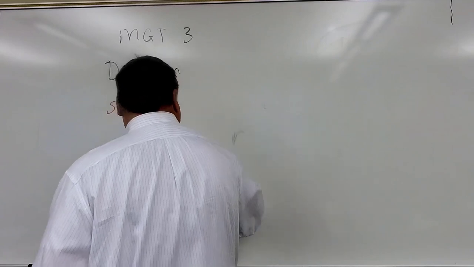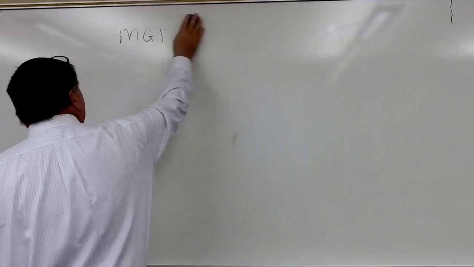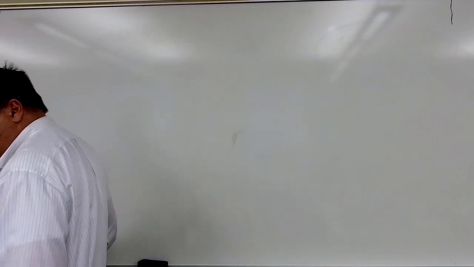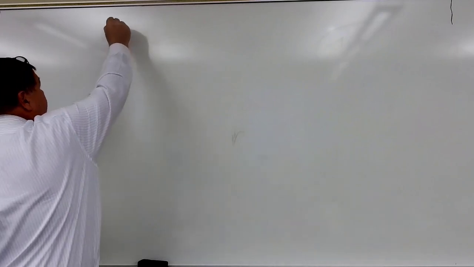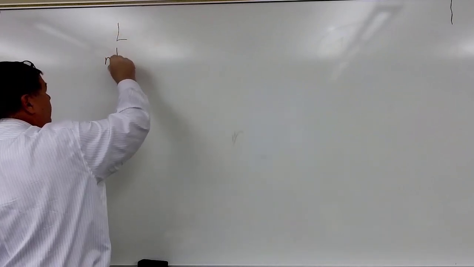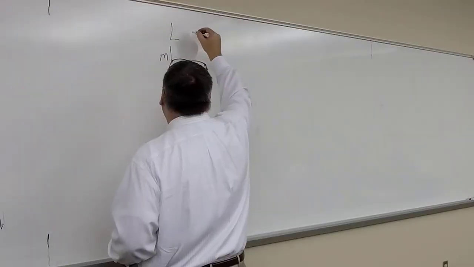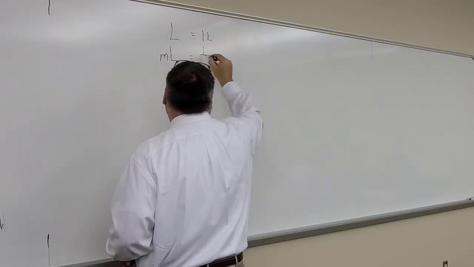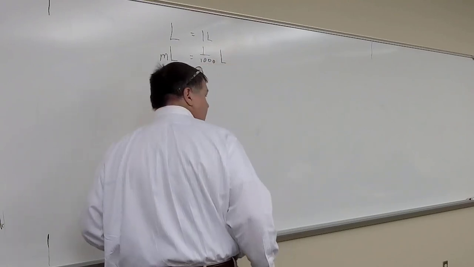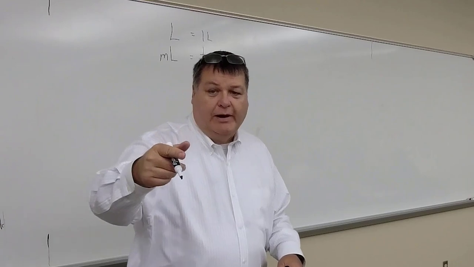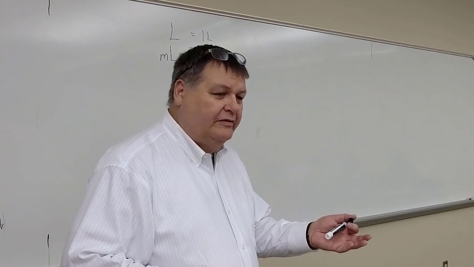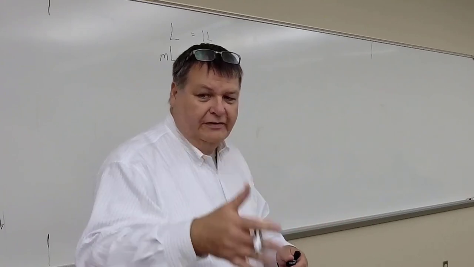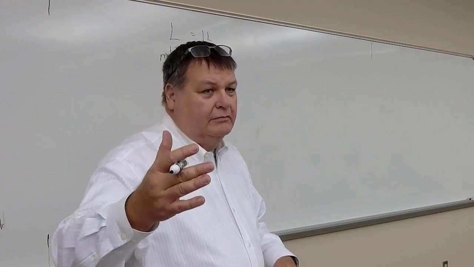Okay, so let's talk about volumes. What are the different types of volumes we deal with? Meters. Liters and milliliters. This is 1 liter. This is 1,000th of a liter. If you go the other direction, you could have kiloliters. Deciliters are sometimes used, but not usually. You're going to use liters and cubic meters.